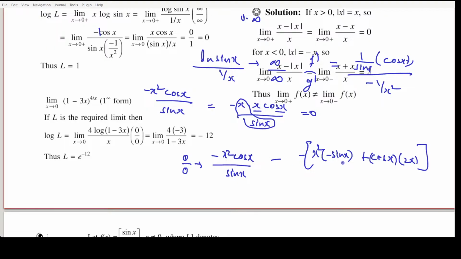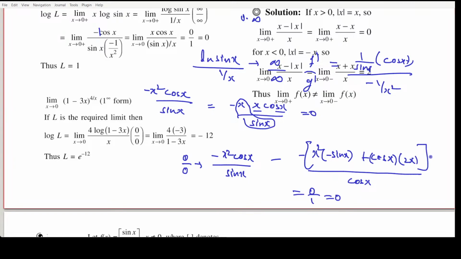First function into differential of second function plus second function into differential of first function, right? u v dash plus v u dash. Product rule. If you differentiate sin x, you are getting cos x. Now the denominator is no longer 0, right? Cos 0 is 1. But numerator is 0 because there is 0 into something, 0 into something. Now we are getting 0 by 1, which is equal to 0.